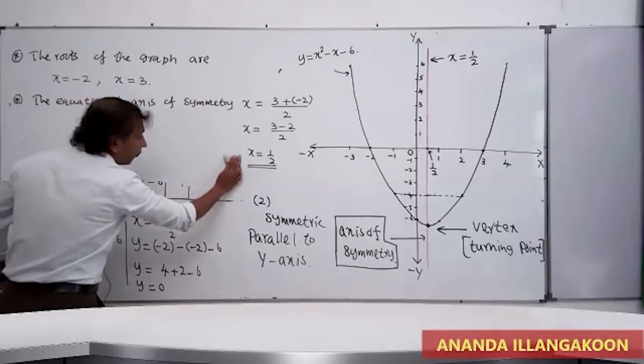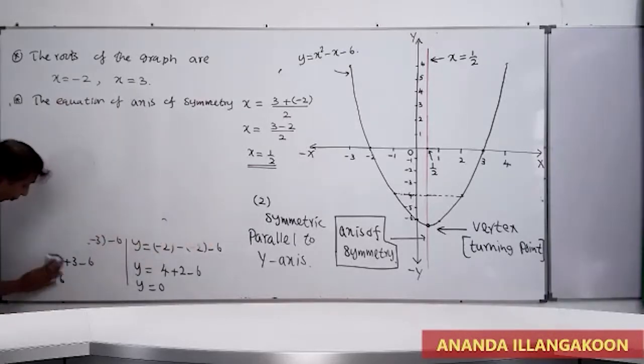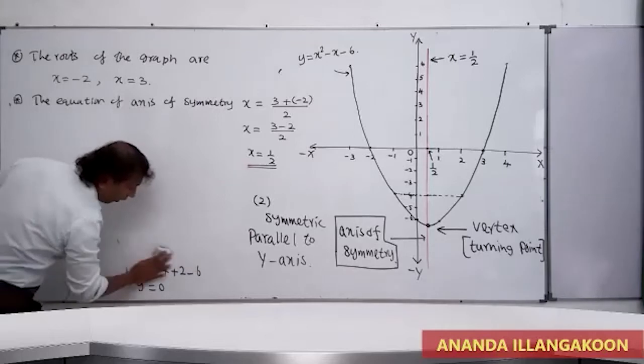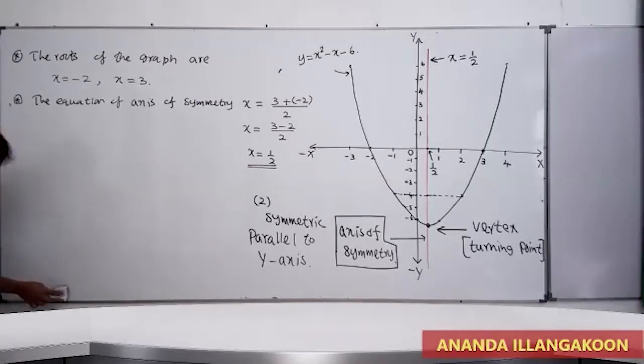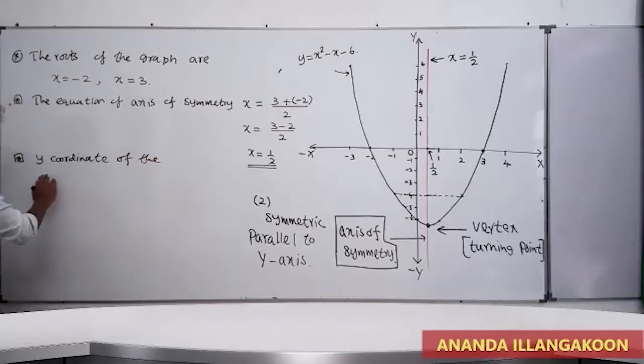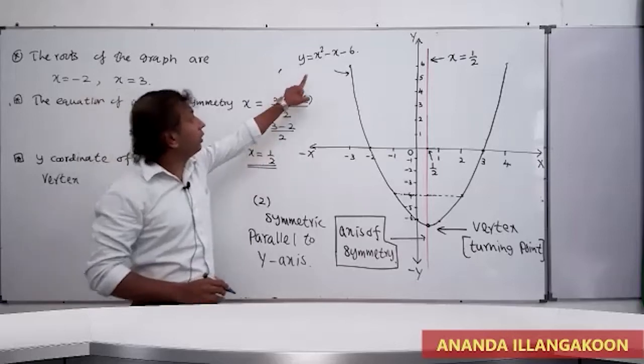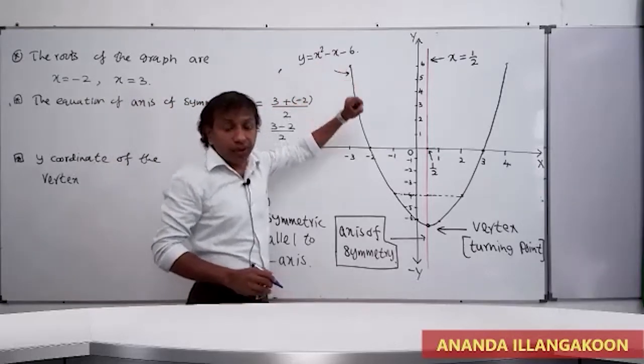Write down next, star mark, y coordinate of the vertex. How to find that, people? This x value, half, we have to substitute in the equation for x, right?